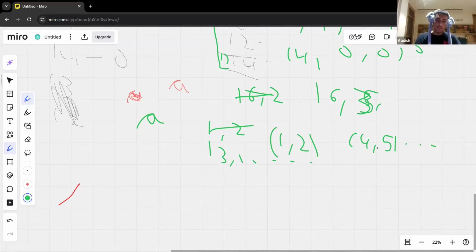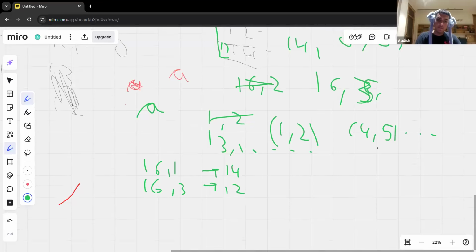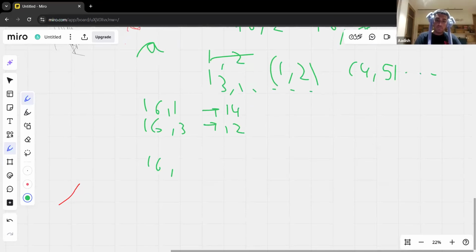So basically 16 and 1 gives you 14, 16 and 3 gives you 12, 16 and 5 gives you 10, and so on. You pair up 16 with some odd numbers and everything else you do consecutive.